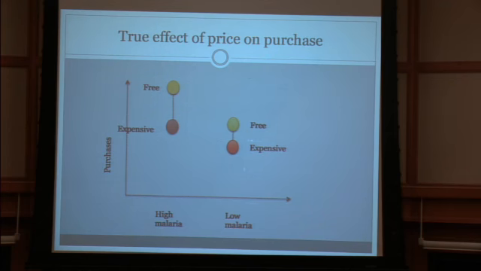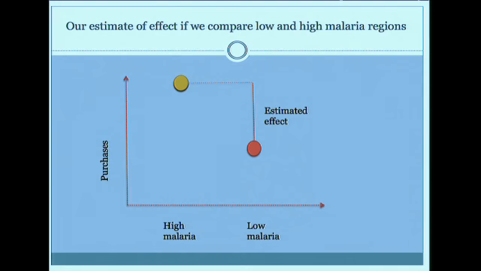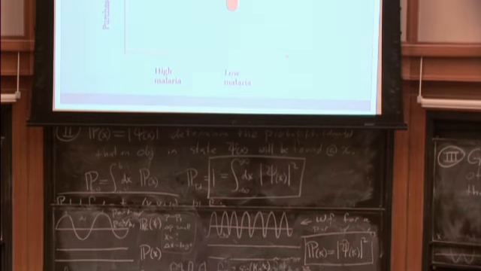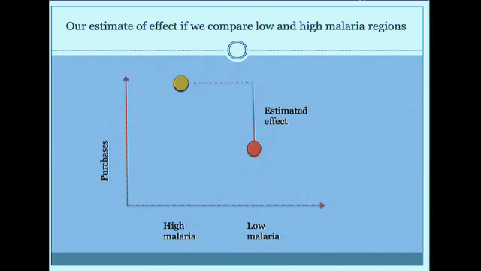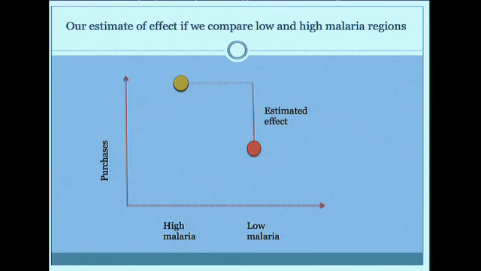So if I just did the comparison that we started with, we would compare the high malaria region purchase when it's free to the low malaria region purchase when it's expensive. Take the difference, that would be our effect. So is that the true effect? Is that biased upwards or is that biased downwards? Is that too big, too small, or the right effect? Too big. Too big. And we can see it here.